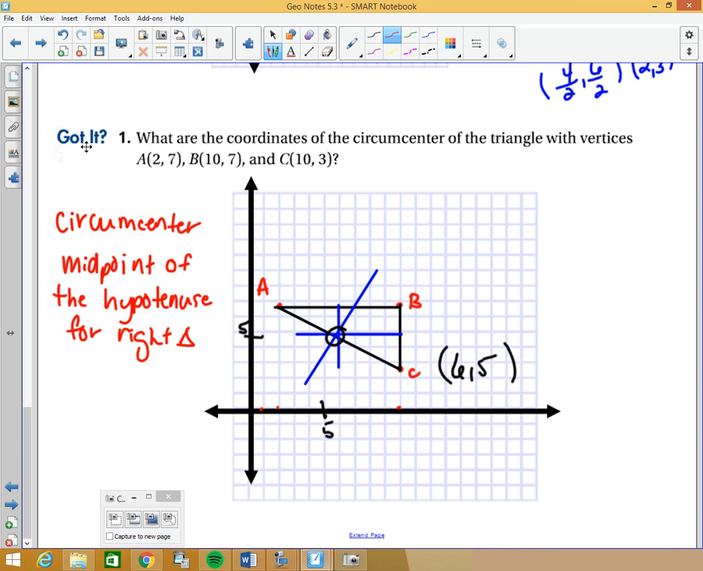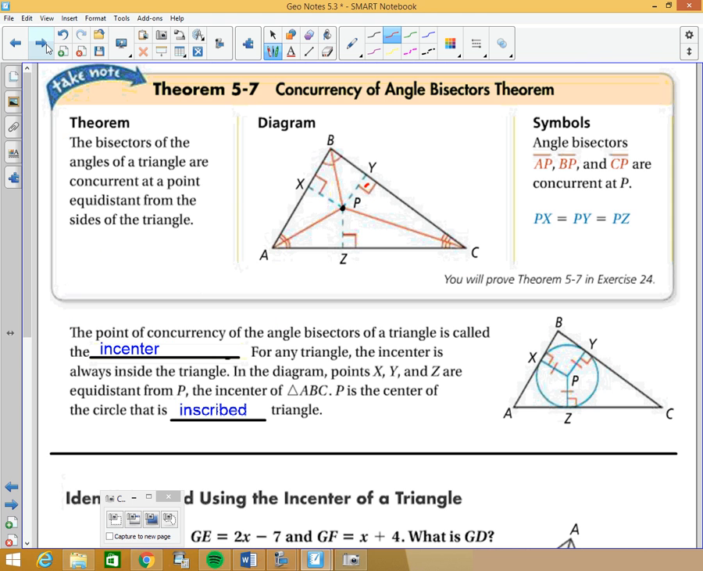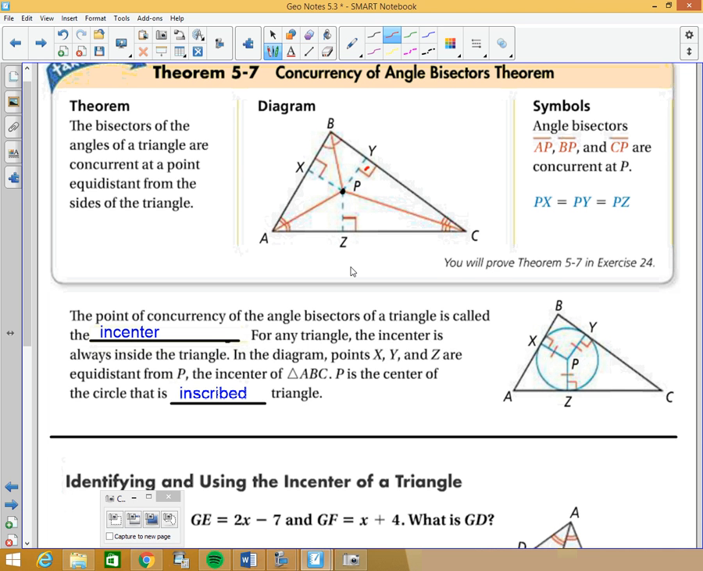for right triangles. Now, that's not going to be true for every triangle, but that is going to be for right triangles. Okay? So the next point of concurrency we need to talk about is the angle bisectors. So when we have a point of concurrency for all angle bisectors, they will meet again here at point P. And what you'll notice is that it will create congruent perpendicular segments to the sides.